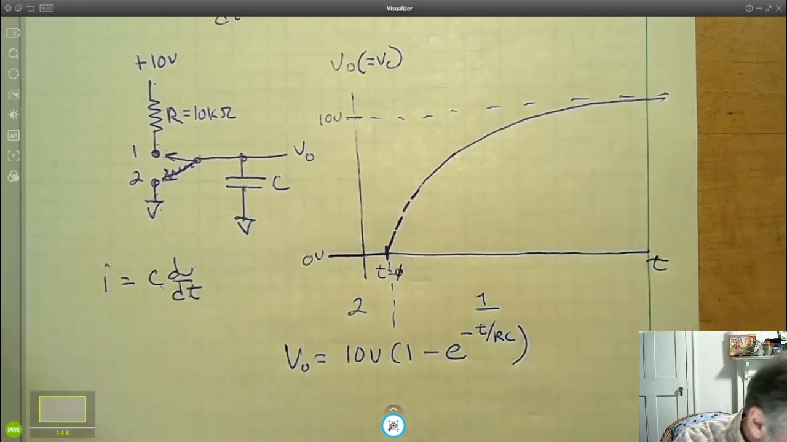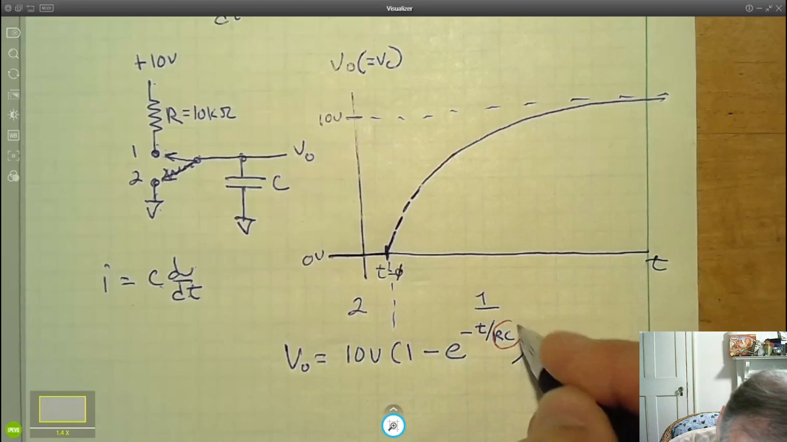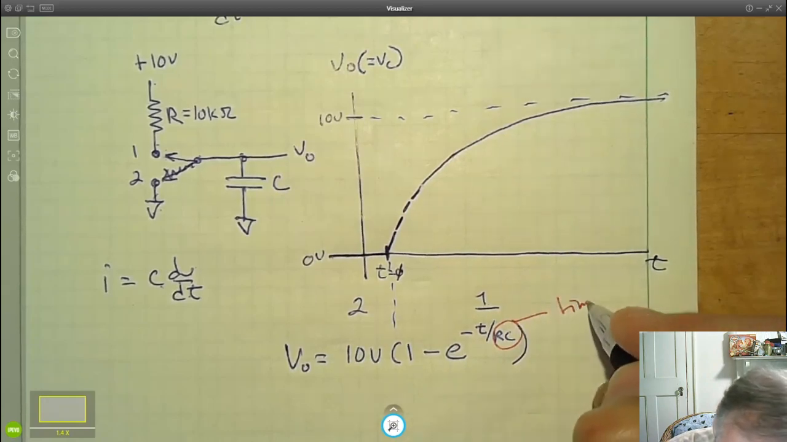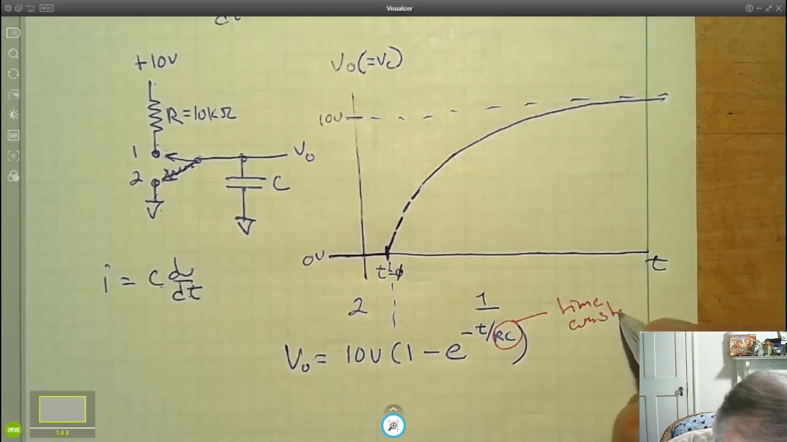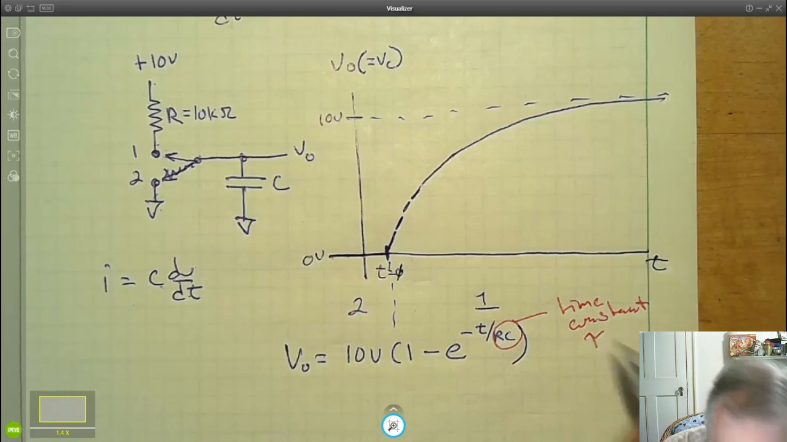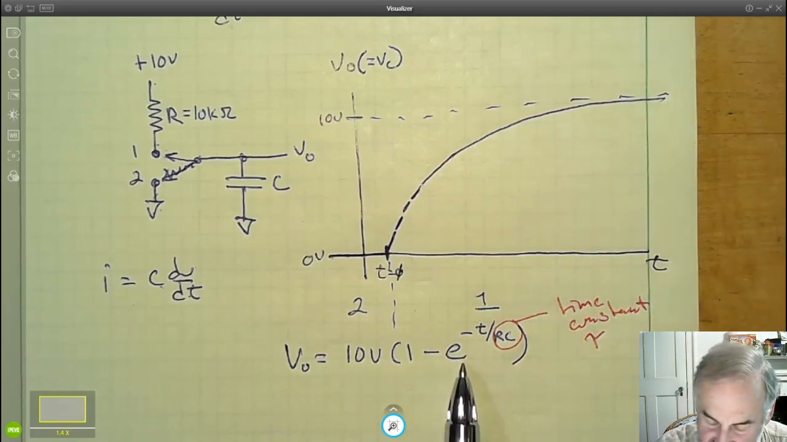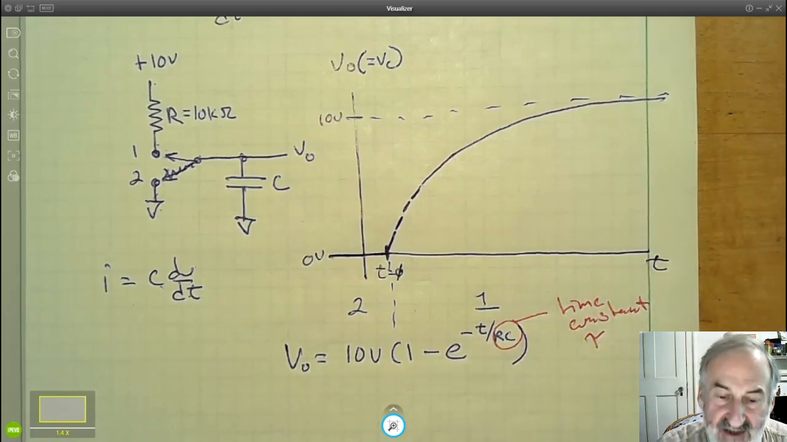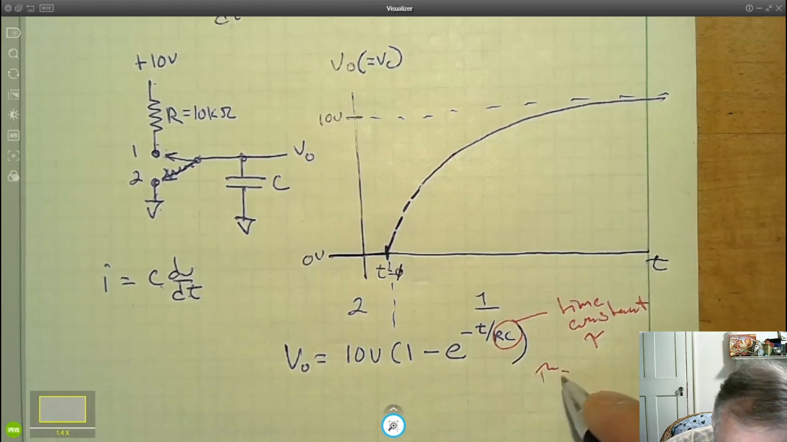And this value, RC, is called the time constant, tau. We represent it by tau. So sometimes you'll see this equation with minus t over tau. Tau is just RC.